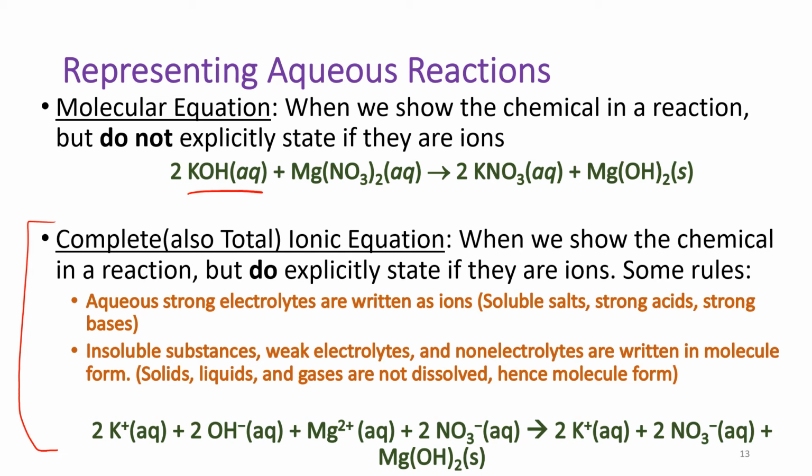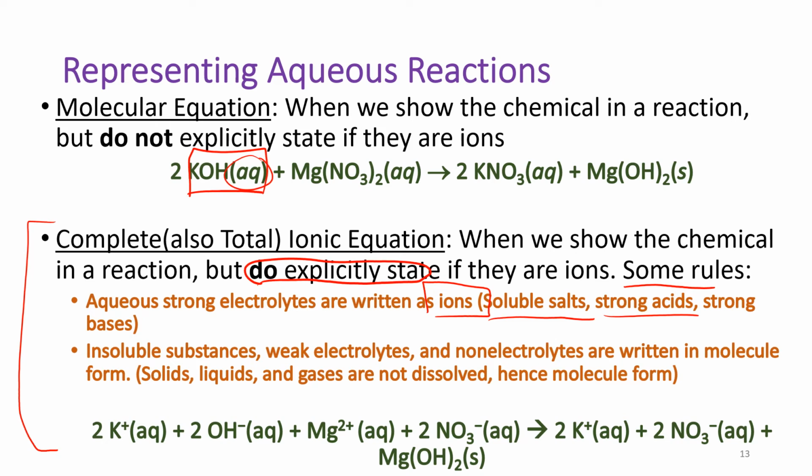This is called the complete ionic equation, it can also be called the total ionic equation. In this equation, we will state explicitly whether they are ions or not. So here are some rules for that. Aqueous strong electrolytes, such as soluble salts, strong acids, strong bases, these will be written in their ion form. So for example, KOH, right? This is an ionic compound that is soluble. When you check the rules, you'll see that it's soluble, and obviously it says aqueous, so that also tells you it's soluble.